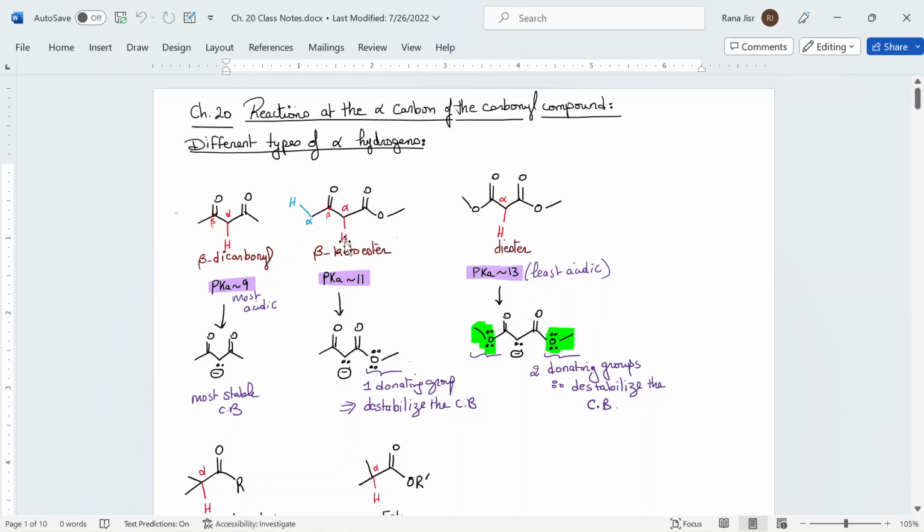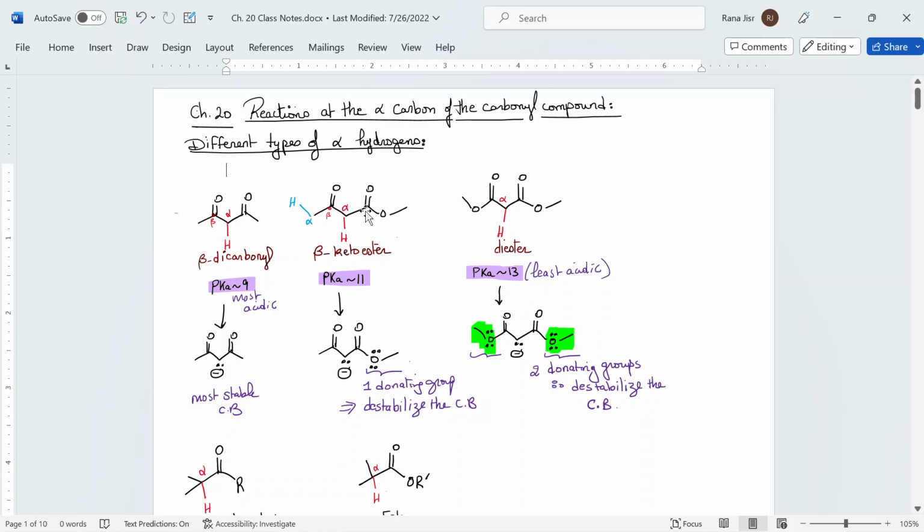Another case is whenever you have an alpha hydrogen between two carbonyls, where one of the carbonyls is a ketone, like this one, and the other one is an ester. Go ahead and get its conjugate base in there. The conjugate base is less stable now because you do have an electron donating group that is giving resonance in there, and that is going to destabilize the conjugate base. So we are expecting the alpha hydrogen of the beta keto ester to be less acidic than the alpha hydrogen of the dicarbonyl.